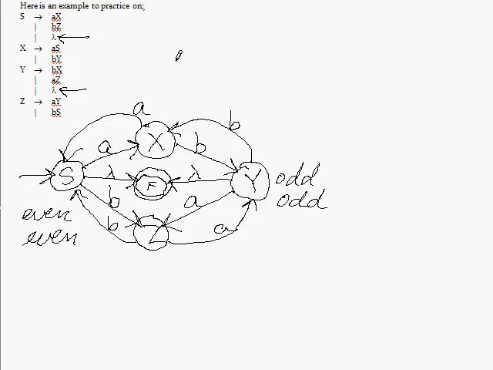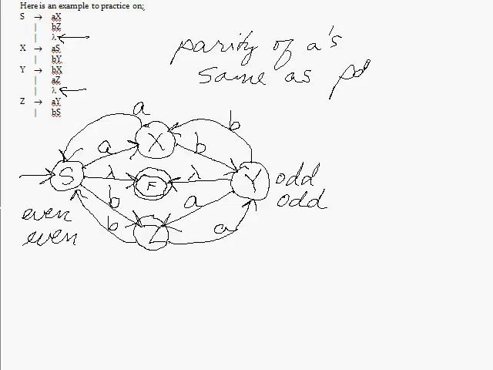It's the strings that have either an even number of A's and an even number of B's, or they have an odd number of A's and an odd number of B's. So the parity of A's is the same as the parity of B's. That's what that grammar is doing.